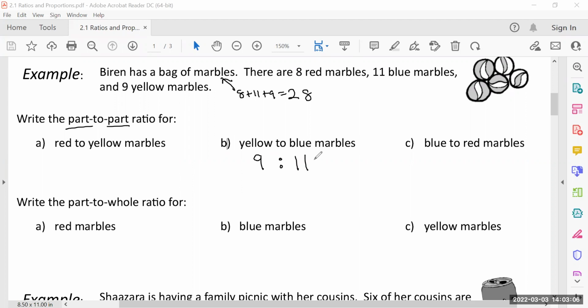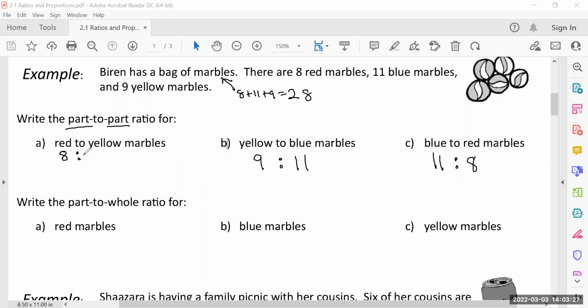Simple. Simple. Blue to red. Blue to red. Done. Simple. Here's the next part. Red to yellow. I'm going to write it a little small.